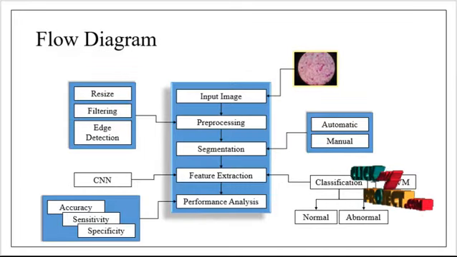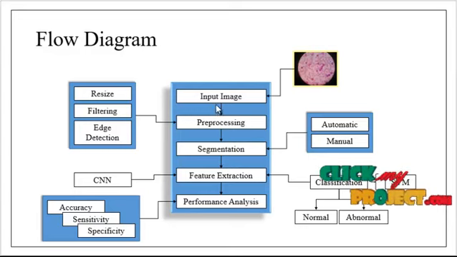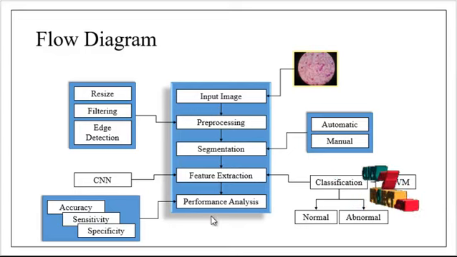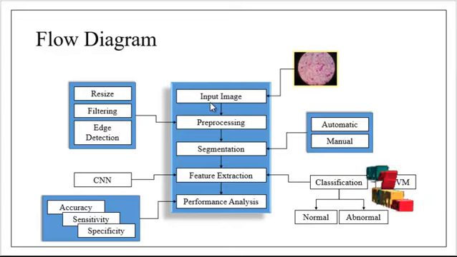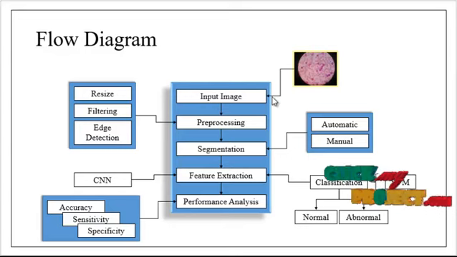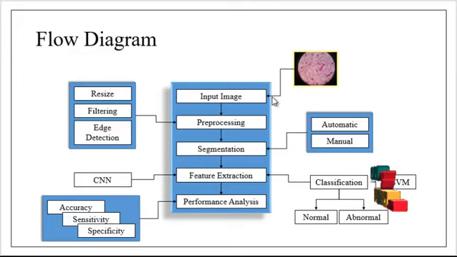Now we are going to discuss the flow diagram of the process. This is the overall working flow of this project. This project consists of modules such as input image, pre-processing, segmentation, feature extraction, and finally classification and performance analysis. At first, the input image is taken from the dataset. The dataset consists of various kinds of images having both normal cells as well as affected cells.